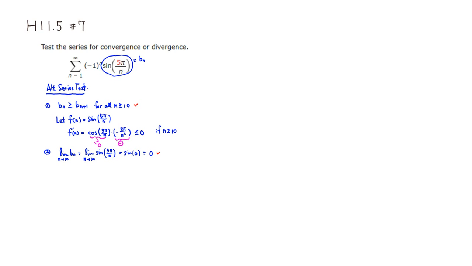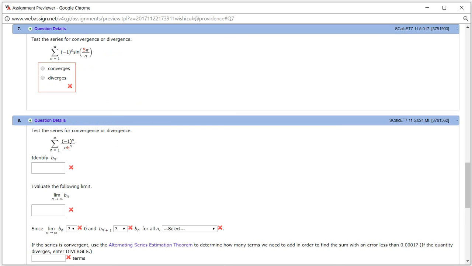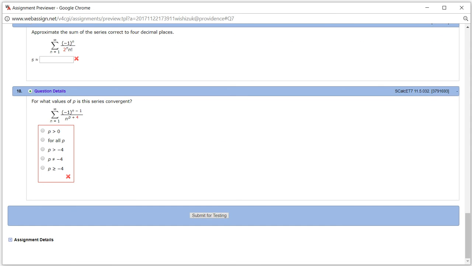So the second condition is satisfied. Therefore, by the alternating series test, the series in question converges. Alright, so let's type it in. It's going to converge, and submit for testing.